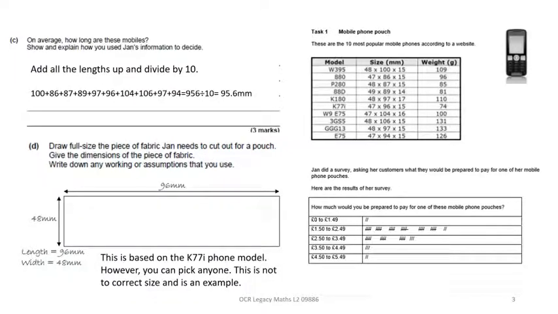Draw a full scale piece of fabric Jan needs to cut out for a pouch. Give the dimensions of the piece of fabric. I've done that here, based on the K77 iPhone model, but you can pick any one. This is not actually the correct size because I'm doing it on the computer. In the exam, you would draw it out correctly at 96 millimeters and 48 millimeters with a ruler that you've taken into your test or that has been provided for you. Again, take some time to reflect and have a look at the answers.